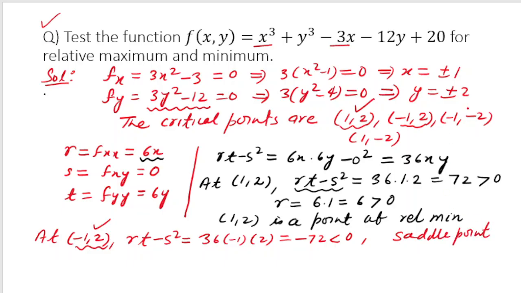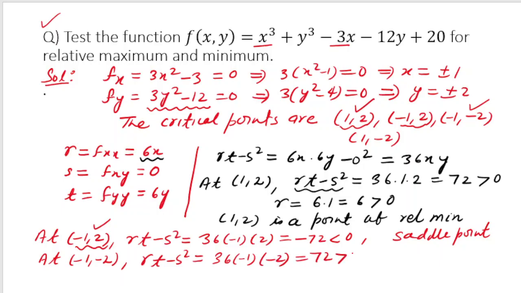Now I calculate the function value at minus 1 comma minus 2. So at minus 1 comma minus 2, what is rt minus s square? You are smart enough to see that it is 36 into minus 1 into minus 2, so that is equal to 72, again greater than 0. So if it is greater than 0, then we have to evaluate the r also. So what is r? R is 6 into minus 1, that is minus 6, but it is less than 0.